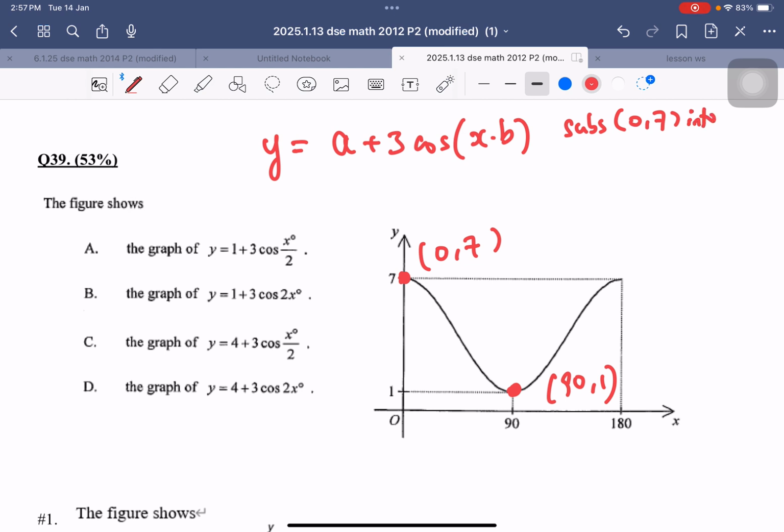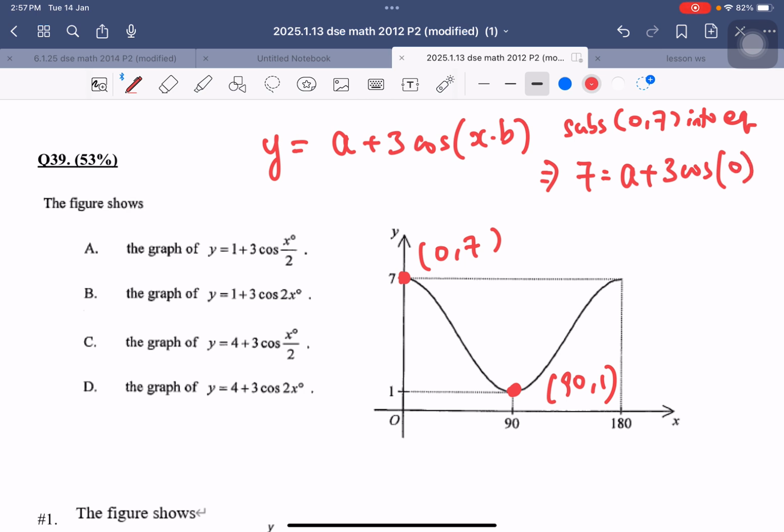Then what do we have? Y is equal to 7. I replace the y by 7. And what is x? 0. A and b are the unknowns we're trying to find out, so we keep the a, plus 3 cosine. What is the x? 0. 0 times b giving you 0. Then we just solve the equation.